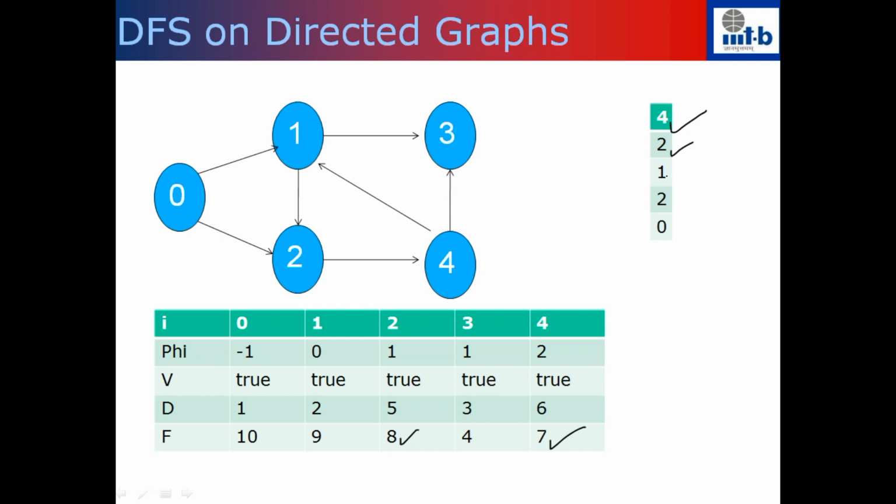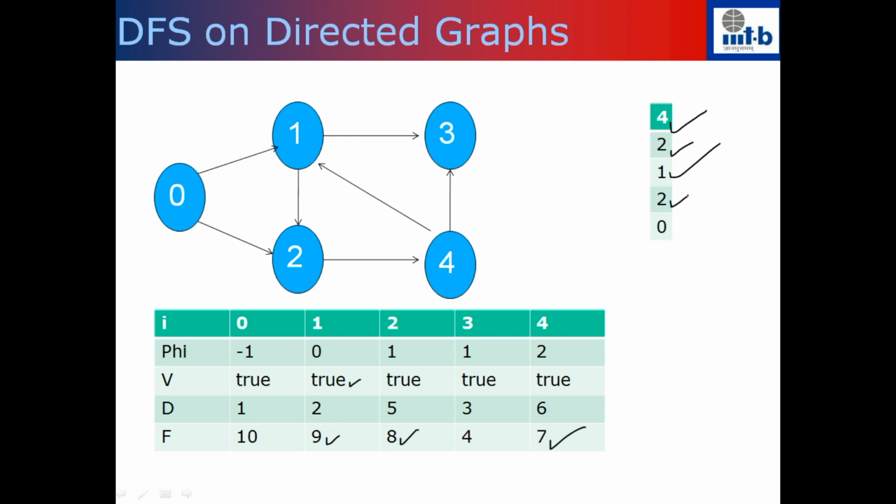Next I'm going to pop out 1. When I pop out 1, the flag is already true, so I just set the finish time. And when I pop out 2 again, the finish time of 2 has already been set, so I don't change the finish time of that again.